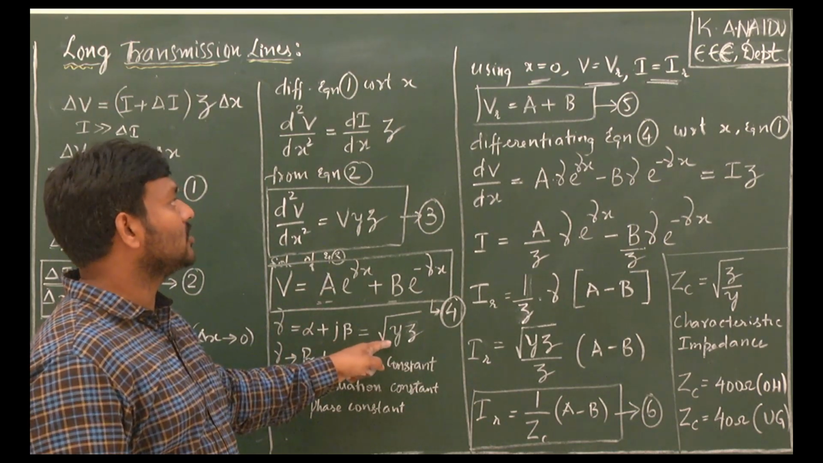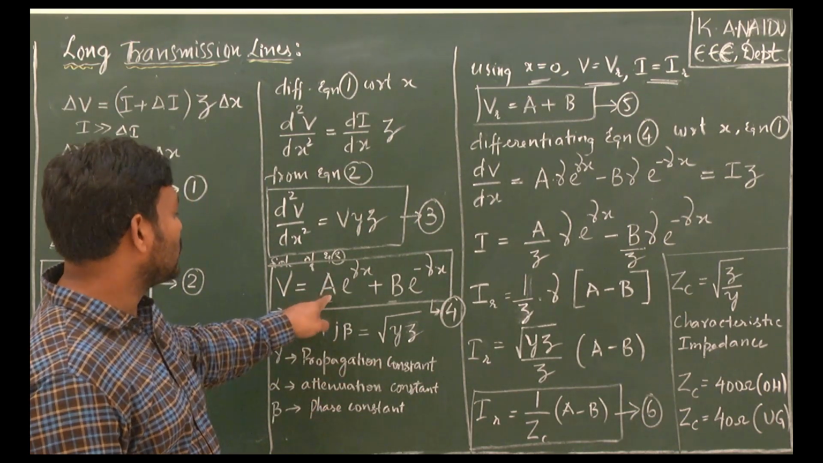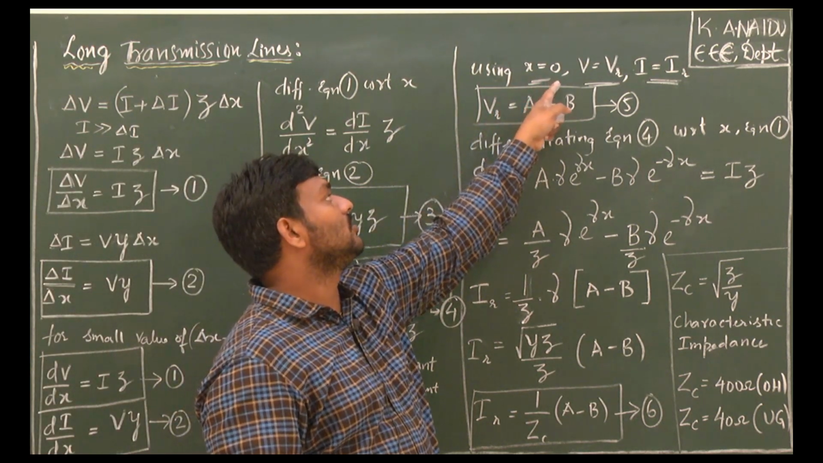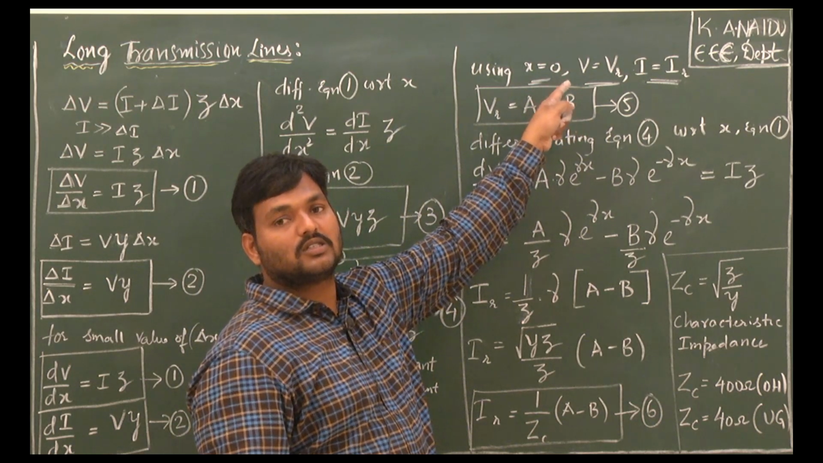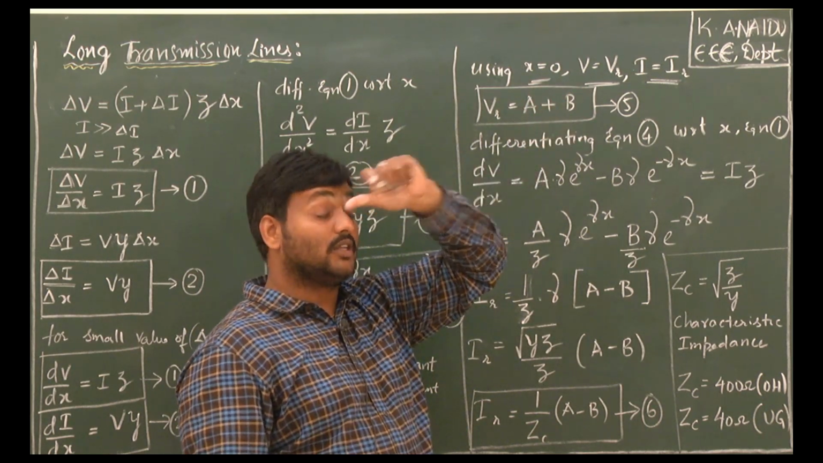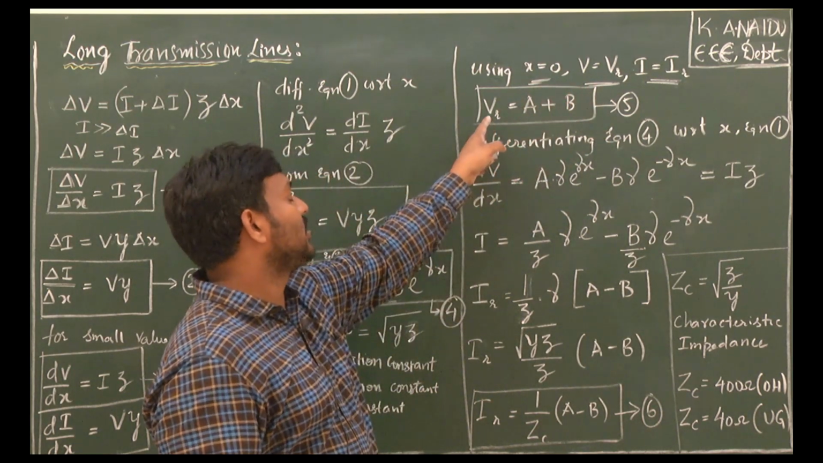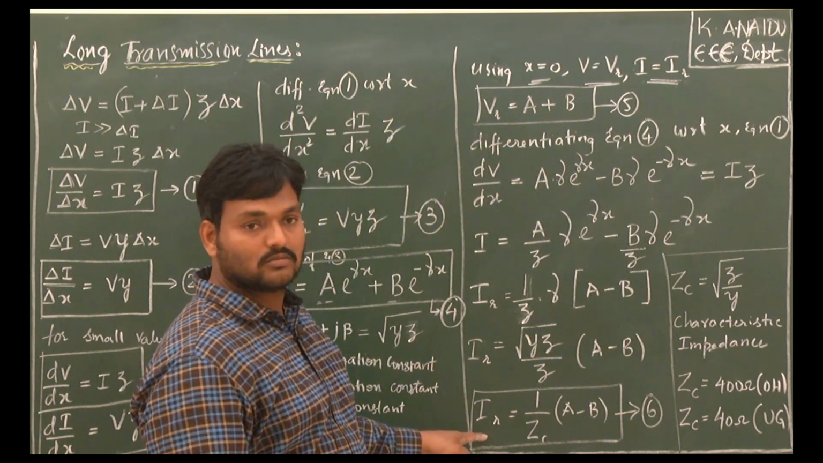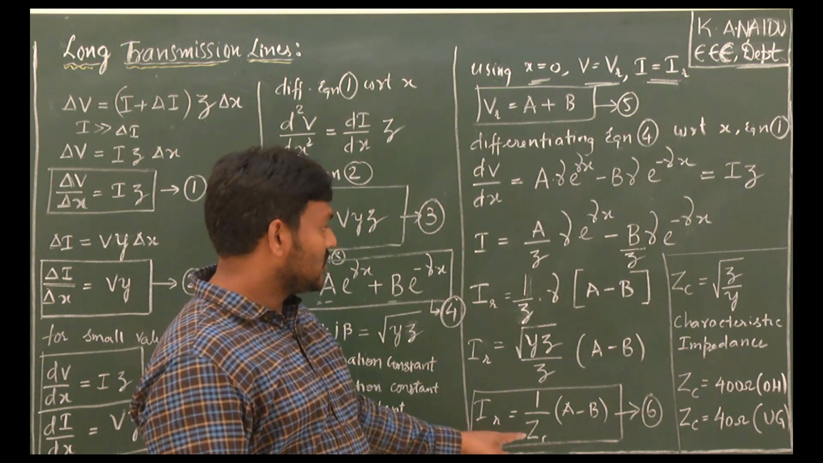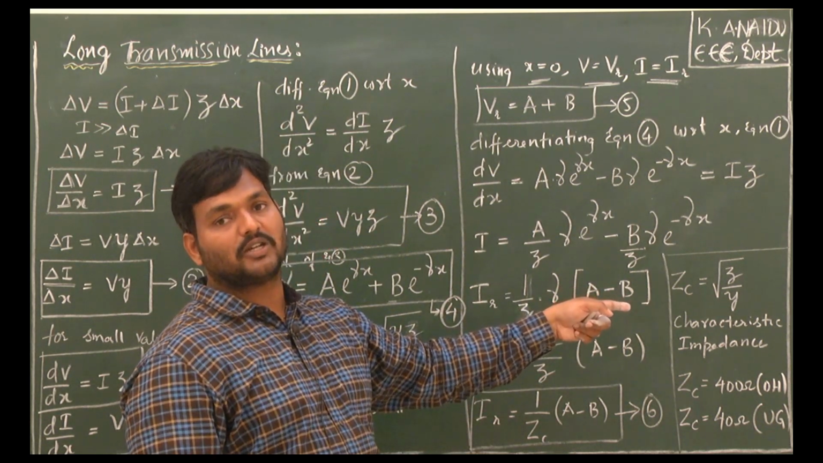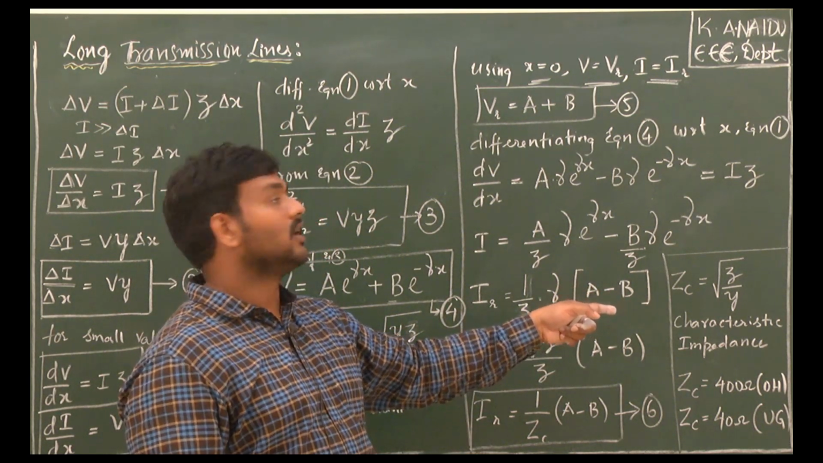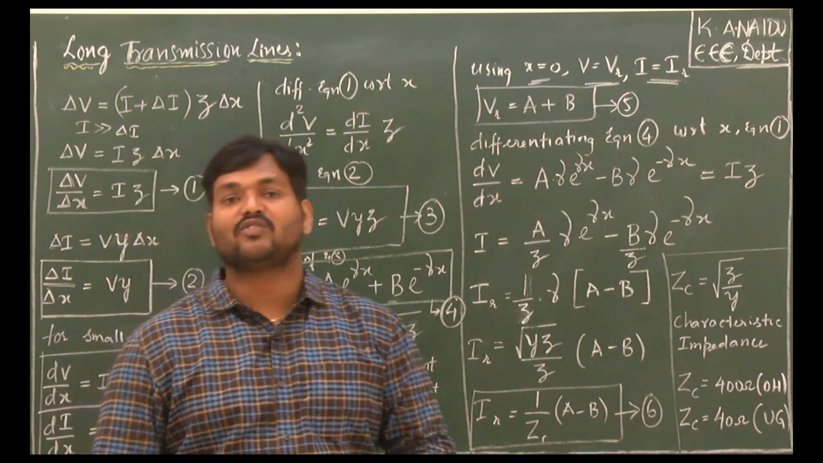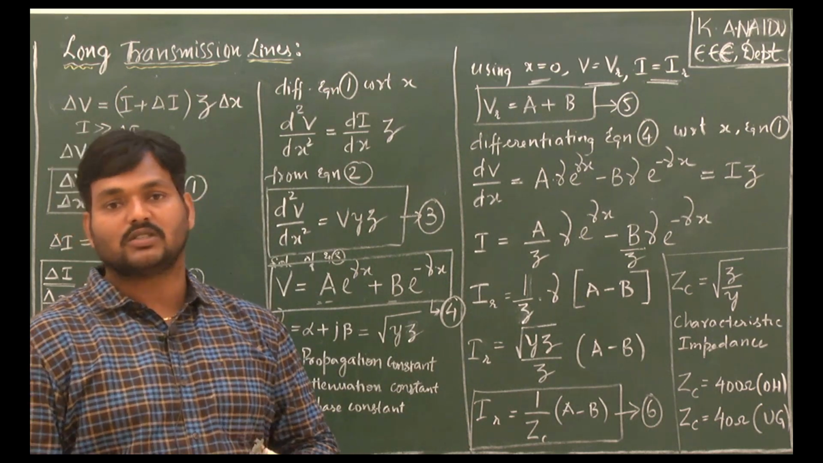Then from that we defined the propagation constant, and we found the unknowns A and B using the boundary conditions, that is, at x equal to 0 the receiving end voltage and receiving end current values are substituted, and we got equation number 5 and equation number 6. In equation number 6, Z_C is called the characteristic impedance, which is independent of the length of the line. Now using equation 5 and equation 6, we have to find the value of A and the value of B.